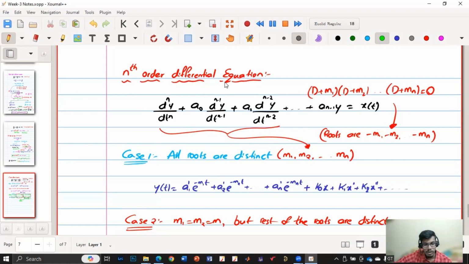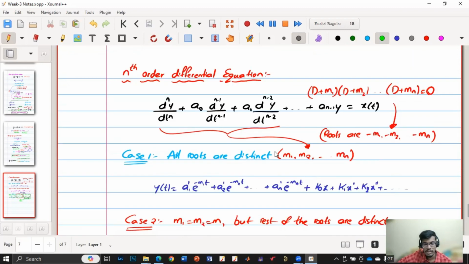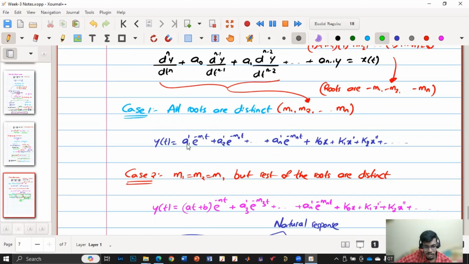So for any nth order differential equation, first we'll get the equation in terms of the D operator and say the roots are minus m1, minus m2, minus mn. One thing you need to be very clear: if the root is minus m1, then the exponential will be e to the power minus m1 t. Here I'm considering all the roots are distinct, which means m1, m2, mn are distinct. Then we'll have n exponential terms, which are the natural response, and the other terms are the forced response.